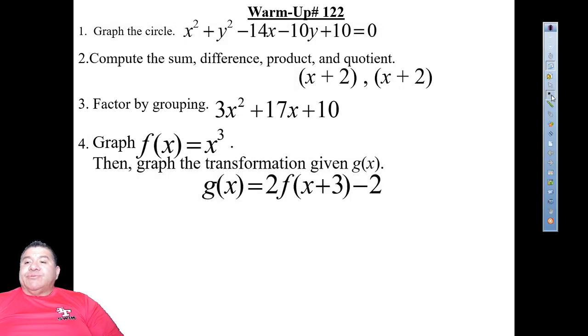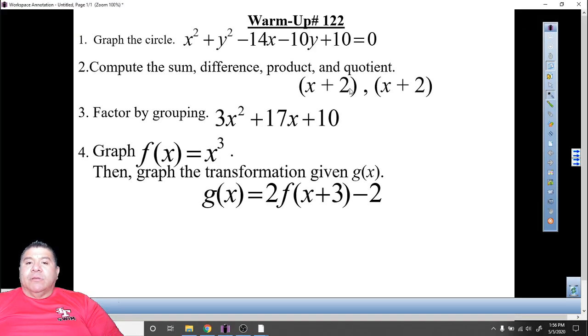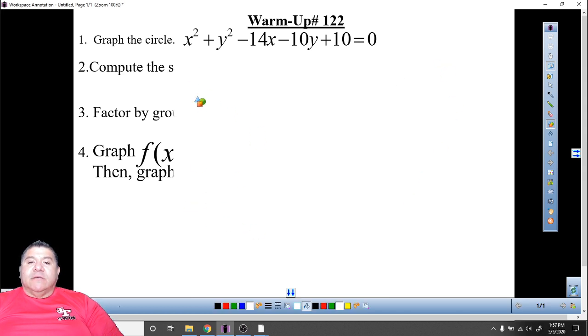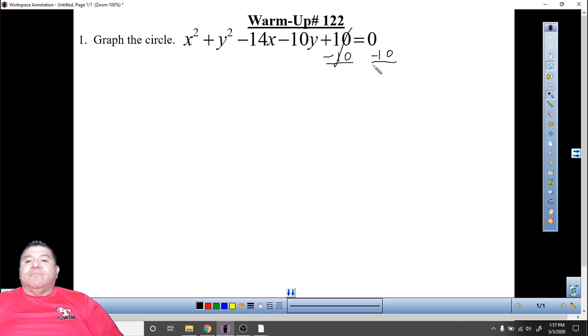All right, so it goes. Number one, let me make some space here. Let's see if you guys remember. And once again, you have all these notes. I'm just bringing it back so you guys can do the extra practice. So to graph the circle, we need to first get rid of the constant. So we subtract 10 from each side. We end up with negative 10.